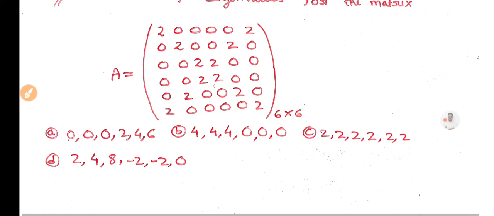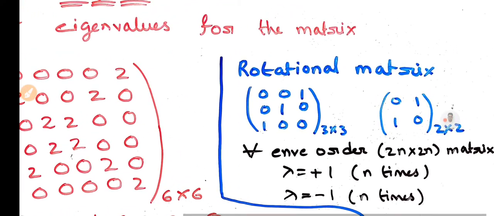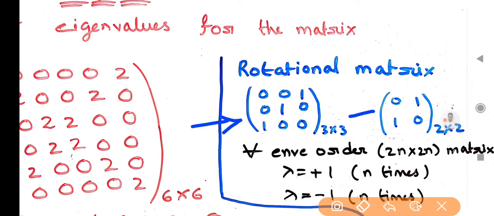Now, we all know about the rotational matrix. What is a rotational matrix? A rotational matrix looks like this. If the matrix looks like this, here the non-zero entries are the same, and the non-zero entries here are 1, and here also 1. This is a 3 cross 3 rotational matrix, and this is a 2 cross 2 rotational matrix. Here the non-zero element can be 2, can be 3, can be -1, can be -4, and so on. Okay. Now, how to find eigenvalues for this kind of rotational matrix?